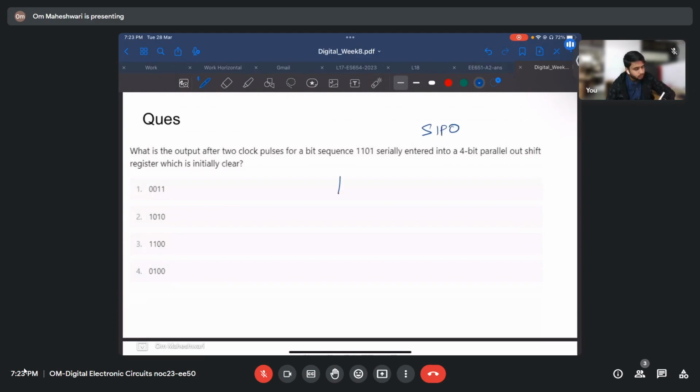Input bit sequence 1101. Initially it is 0000. We have input 1101 to be entered. What is the output after 2 clock cycles? Please do it. It's very easy. I'll wait for you.